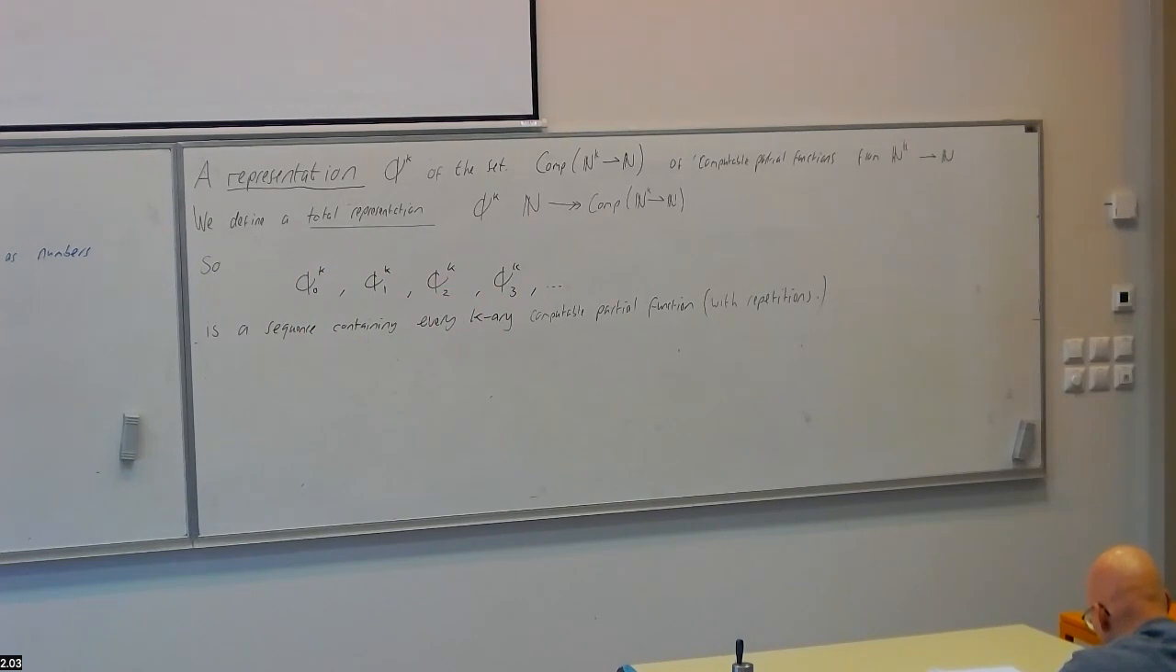So we define phi superscript k index e, we want this to be a computable partial function from N^k to N as follows. Firstly, we need to define a partial function, and then we need to check that it's computable. It needs to be a k-argument partial function.